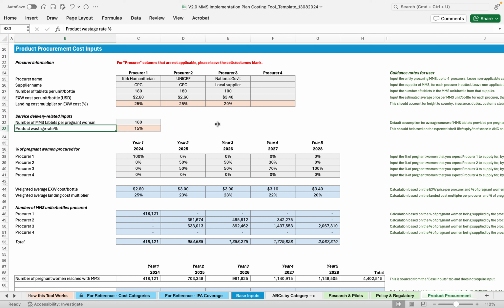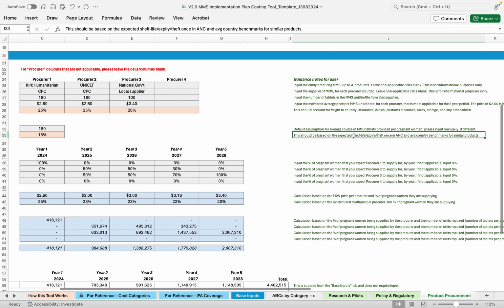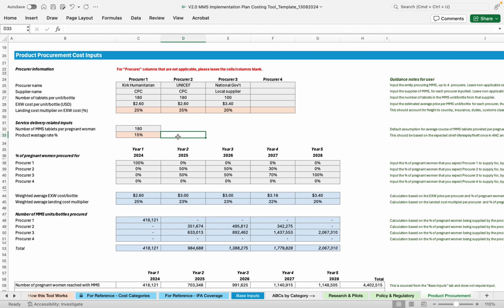Here, these are one-time inputs: the number of MMS tablets per pregnant woman for an average course, for which we've assumed the default assumption is 180 tablets, and a product wastage rate, which should be based on the expected shelf life, expiry, and theft once the product is in ANC and average country benchmarks for similar products. We've assumed a default of 15%.